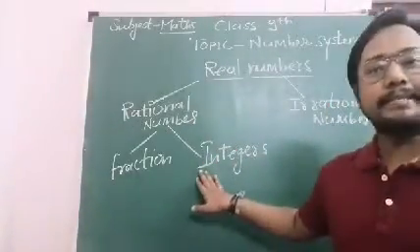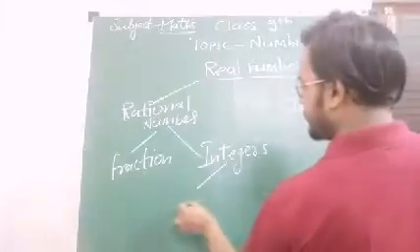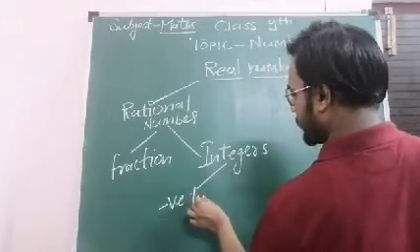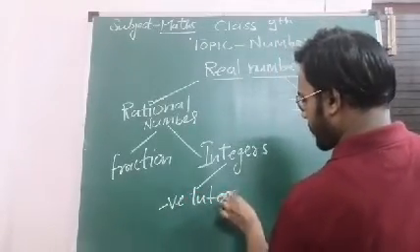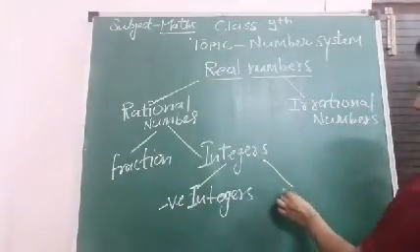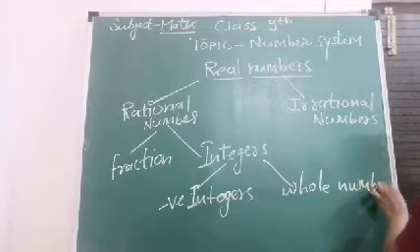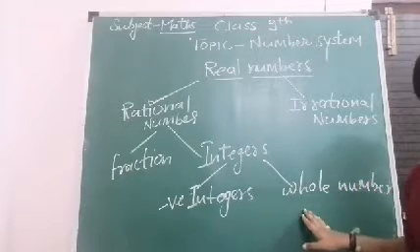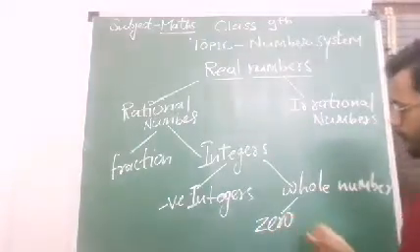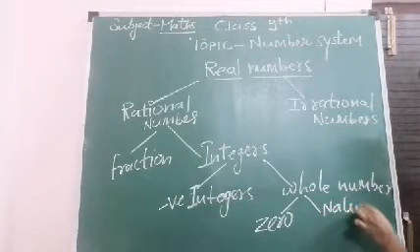Now these integers are again classified into two. First is negative integers and second is whole numbers. And these whole numbers are again classified into two. First is 0 and second is natural numbers.